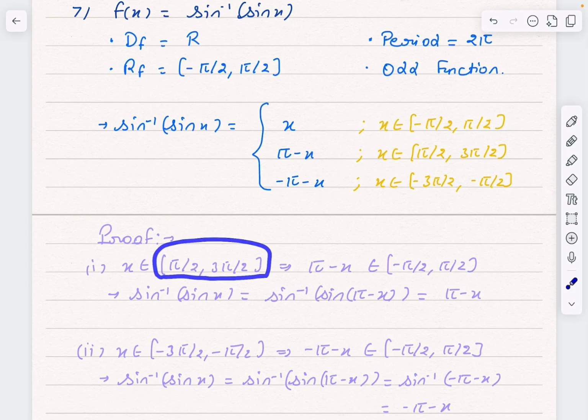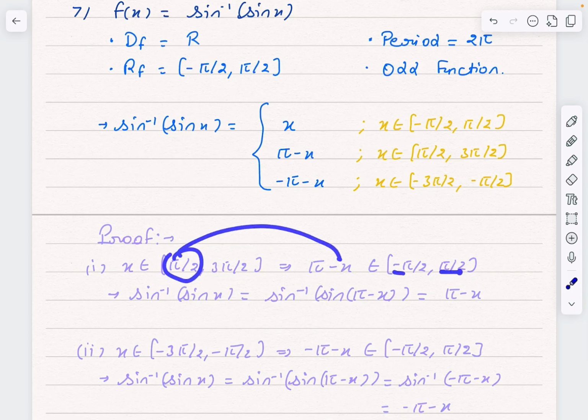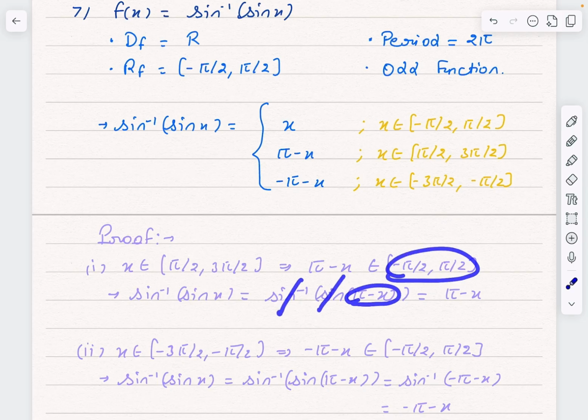See how, in this case, x belongs to pi by 2 to 3 pi by 2, which is not in the range. But pi minus x: if I put x as pi by 2, you get pi by 2, and if I put x as 3 pi by 2, you get minus pi by 2. So pi minus x lies in the range. How will that help us? You know, sine x is equal to sine of pi minus x. Now we have sine inverse of sine of pi minus x. Since pi minus x lies in the range, we can cancel sine and sine inverse. We get pi minus x. That's all.